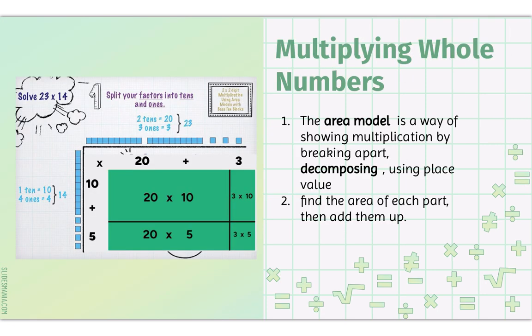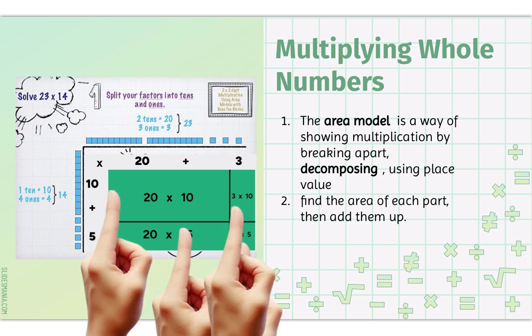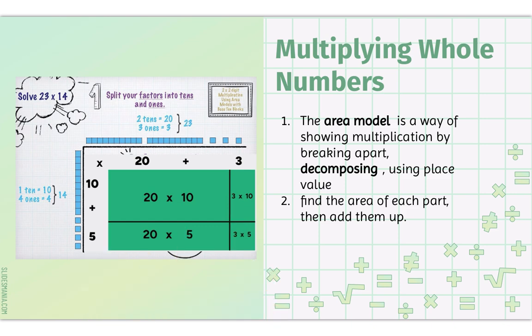So what is the area model? The area model is a way to show multiplication by breaking numbers apart using place value. Each section or part of the rectangle represents a smaller multiplication problem. When we find the area of each part of the rectangle and then add them up, we find the total product. We did this with base 10 blocks so we could see what was happening.